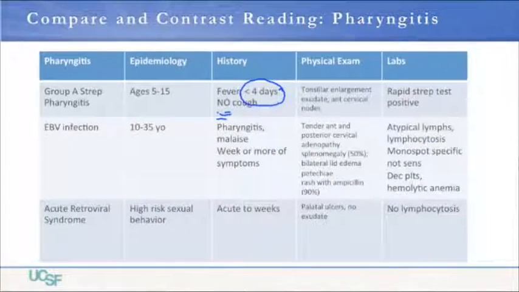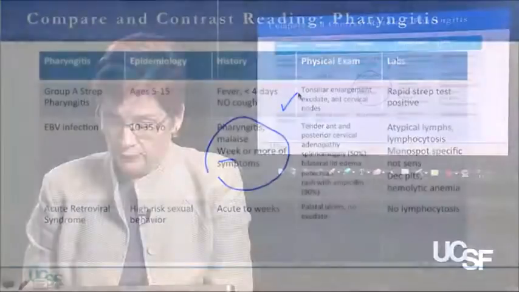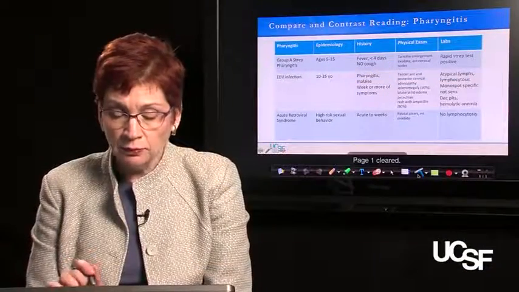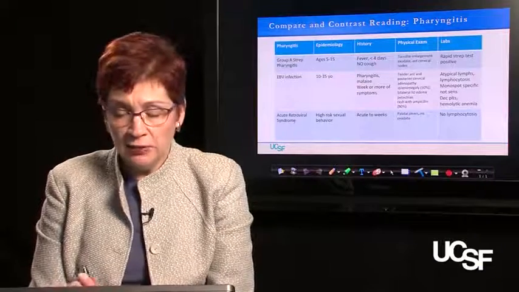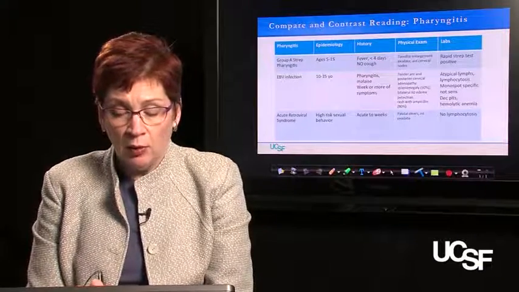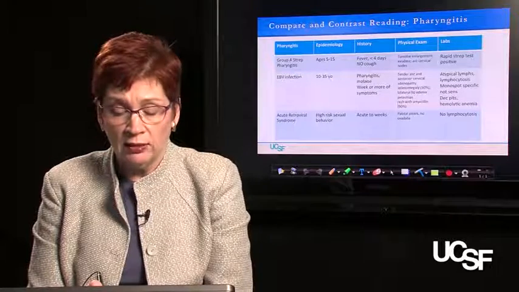Epstein-Barr virus infection, in contrast, can present acutely. It can present within a couple of days. But if the symptoms are present for more than a week, that's going to favor the diagnosis of Epstein-Barr infection rather than group A strep pharyngitis. And acute retroviral syndrome may happen acutely, but again, like Epstein-Barr virus syndrome, is going to occur and last more commonly for weeks rather than for days.